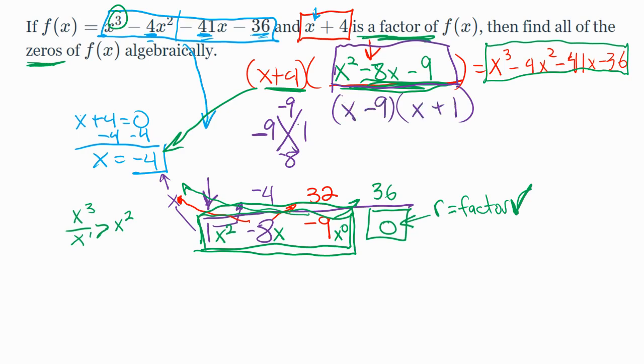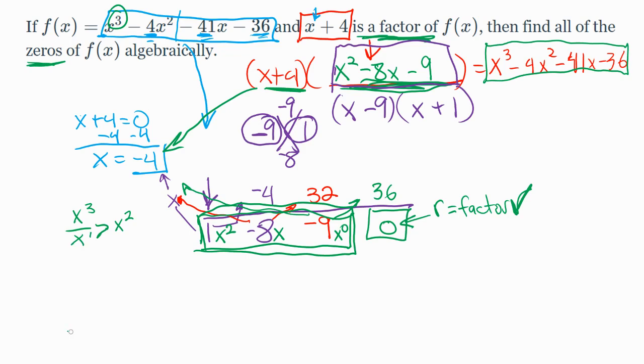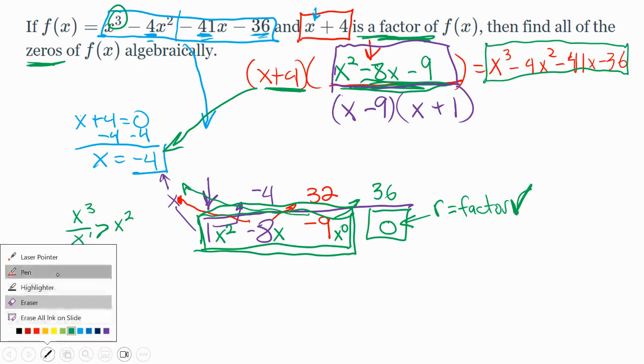The biggest mistake students make is they'll jump down here and say, oh, my answers, my zeros, they're negative 1 and 9. No, they're not. They are the factor numbers. The magic is just to call them the factors. So my factored form, fully factored form, if I just bring down my x plus 4, I will have my fully factored form.